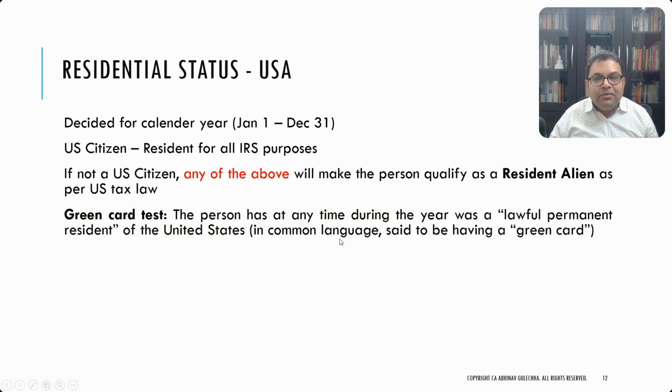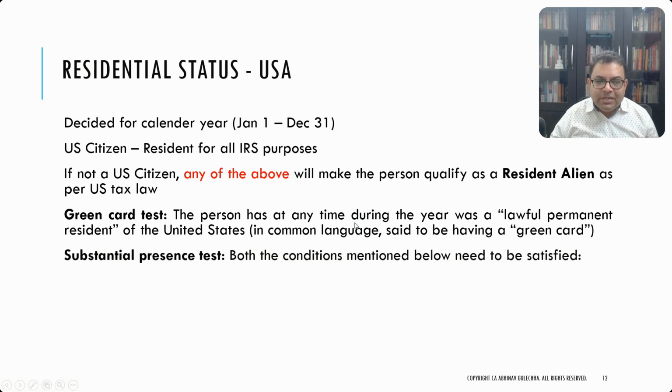So what are the two conditions? The first condition is the green card test. That means the person has at any time during the year been a lawful permanent resident of the United States, and in common language this means the person is having a green card. So that is the first condition, the green card test. The second condition, which is where some issues come, is the substantial presence test.